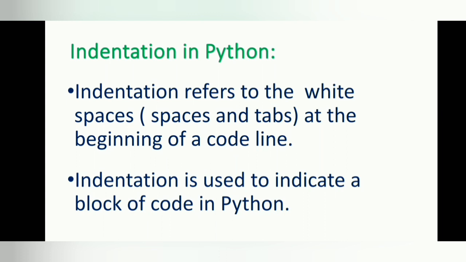Indentation refers to the white spaces and tabs at the beginning of a code line. Indentation is used to indicate a block of code in Python. Many other programming languages like Java, C and C++ use curly brackets to define a block of code. In other programming languages, the indentation is used in the code for better readability only, whereas in Python, indentation is used to indicate a block of code.